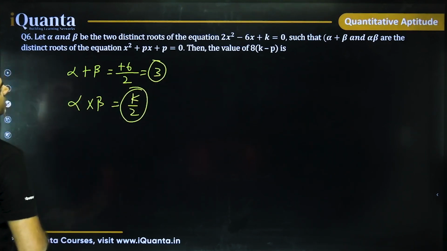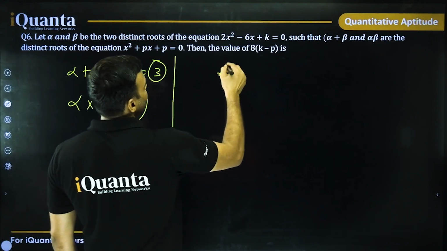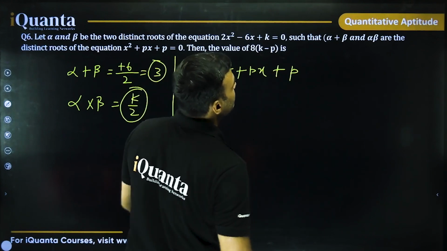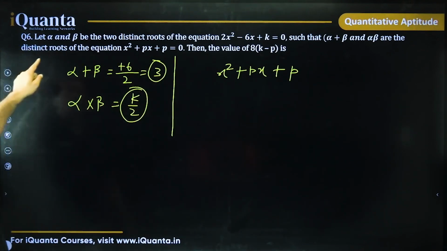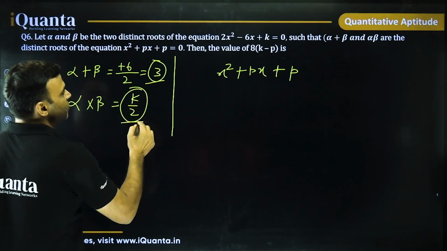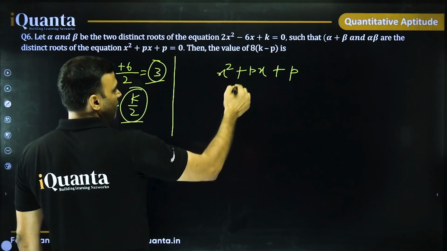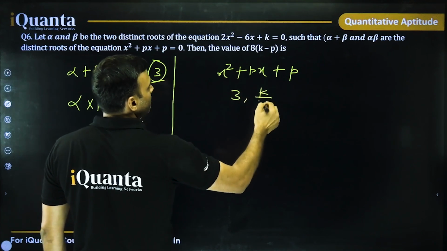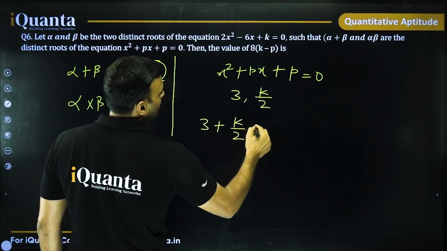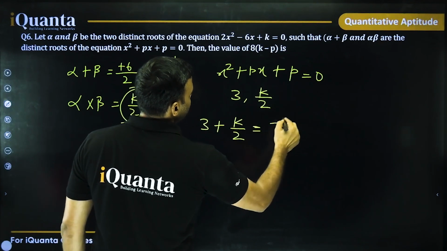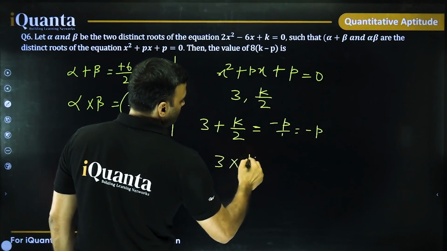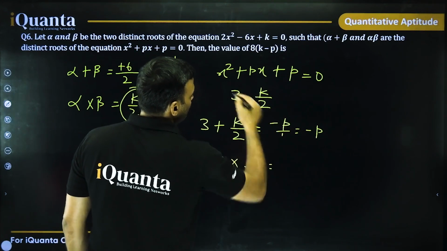Now for the second equation, x square plus px plus p. What is the question saying? The question says alpha plus beta and alpha beta are the distinct roots of this equation, x square plus px plus p equal to 0. So 3 and k by 2 are the roots of this. For this, the roots are 3 and k by 2. So 3 plus k by 2 should be equal to minus p by 1, which is minus p, and 3 into k by 2 should be equal to p by 1.